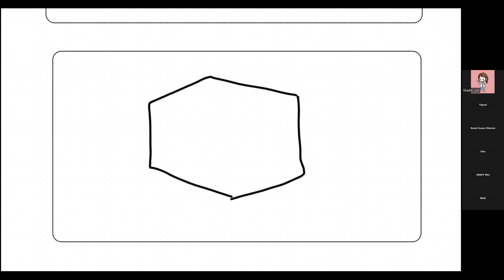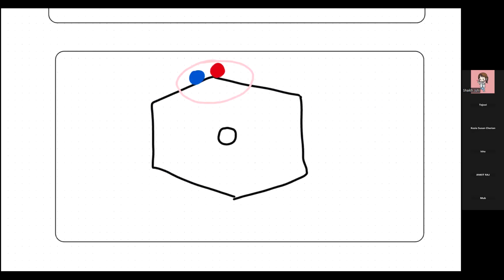Okay, so what we said, we have a hexagonal hepatocyte over here, and we have a central vein over here. Now we know what is there. We have a portal triad over here, which has what? It has a hepatic artery, a branch of portal vein, and a branch of bile duct. So these three things are present in the portal triad, whereas this is the central vein.